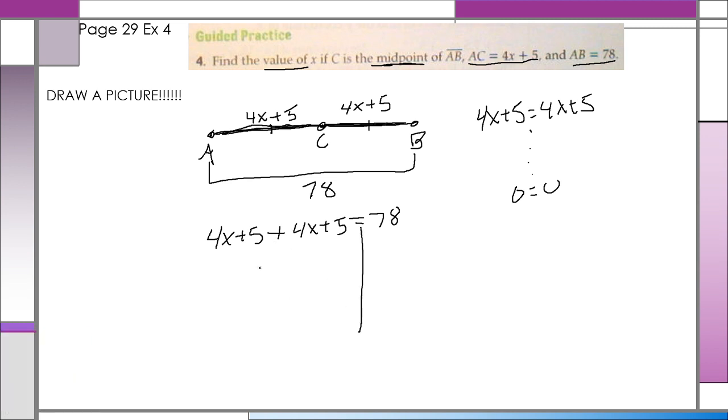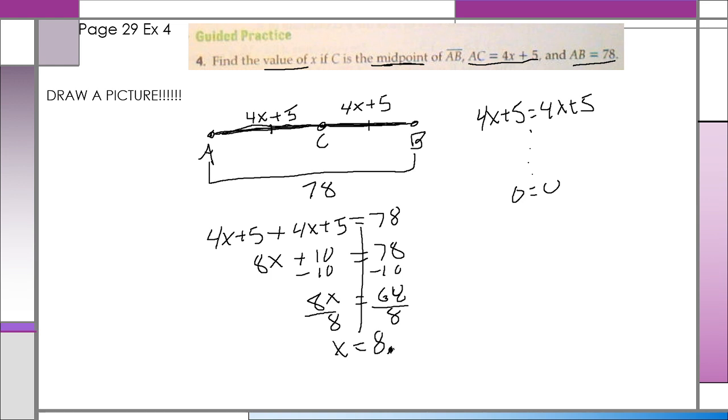So we get 4x plus 4x is 8x, and then 5 plus 5 is 10, equals 78. Subtract 10, we get 8x is equal to 68. And then we divide by 8, and we get x is equal to, let's see, 68 divided by 8. That would end up with 8.5. 8.5, and that would be our answer.